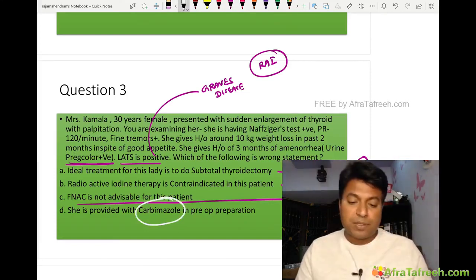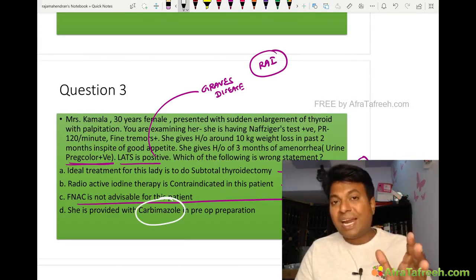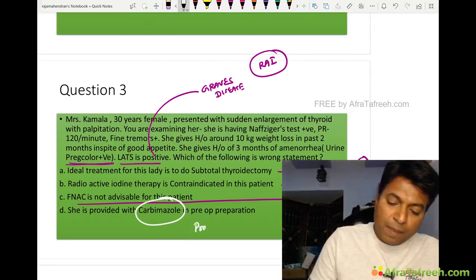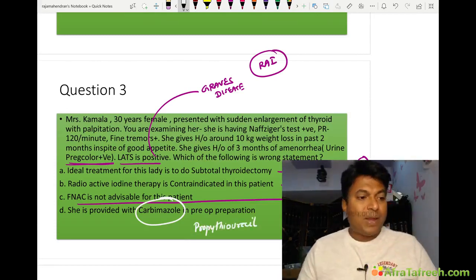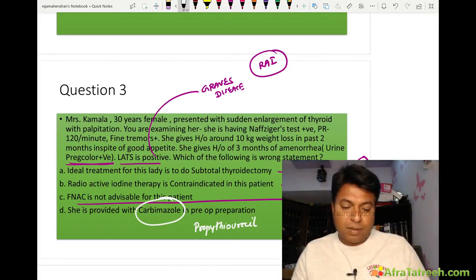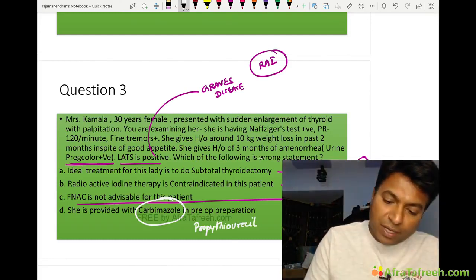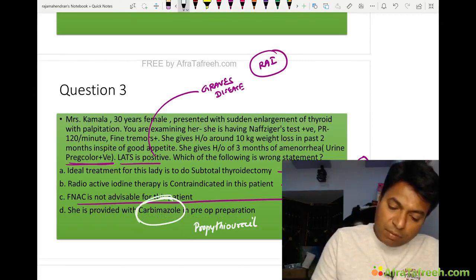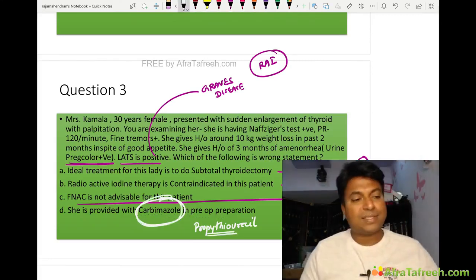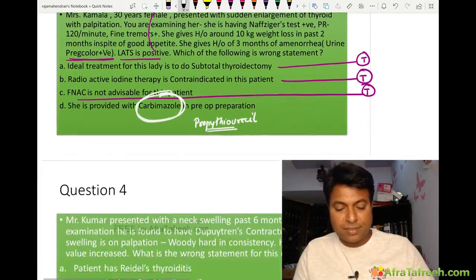She is provided with carbimazole. We should not give carbimazole. Carbimazole is contraindicated during pregnancy. We should use propylthiouracil. So which of the following is a wrong statement? The question is asking for the false statement. The false statement is carbimazole. We should use propylthiouracil. Simple question on Graves' disease.